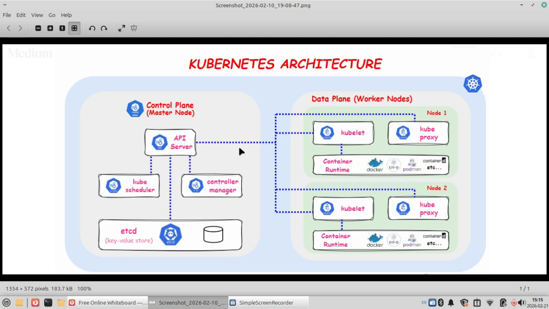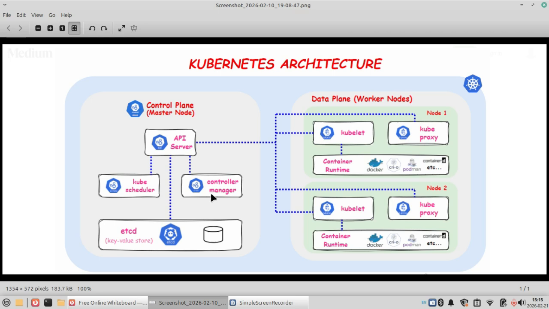So let us go through all this again. The API server is the main entry point of your cluster, all right? The etcd is your cluster database. The scheduler chooses where your pods, your deployment should run. Now your controller manager keeps the entire system in the desired state.